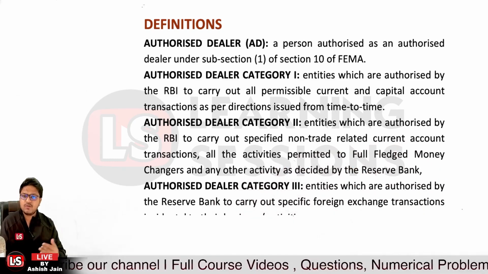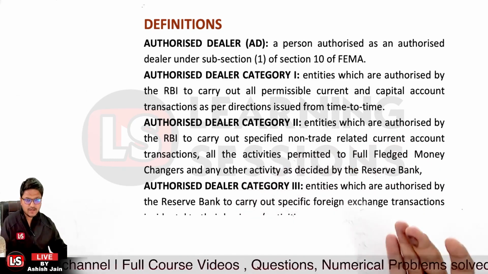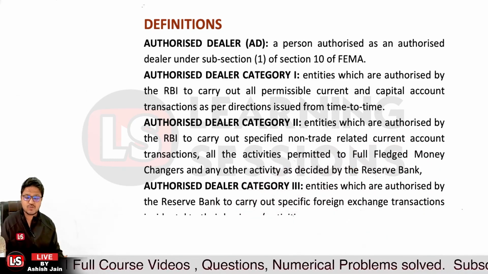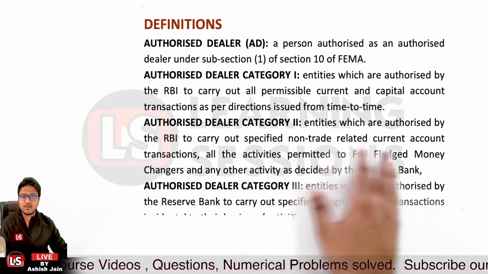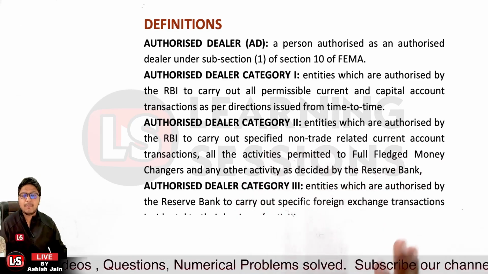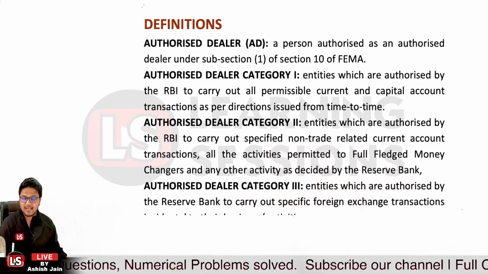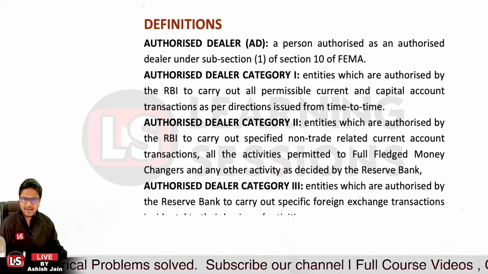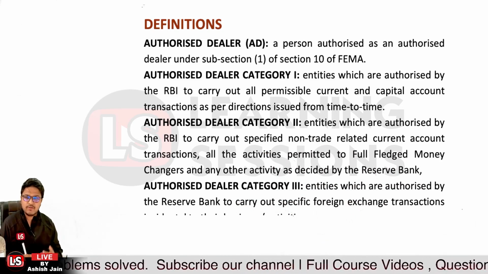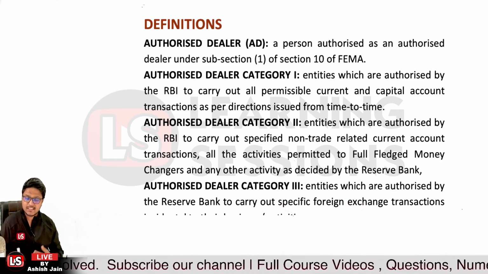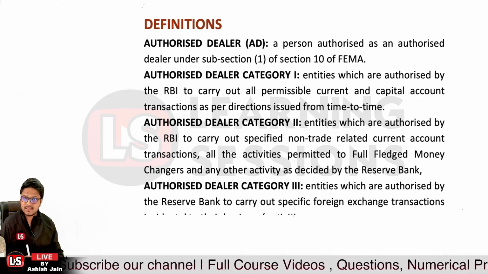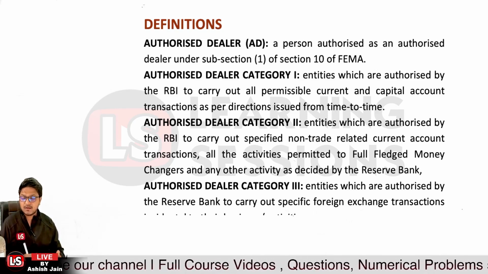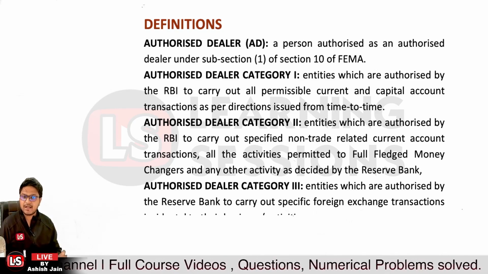Okay, so when we visit any person or agent for money exchange, to buy travel cheques, it falls under category 2 or category 3. But category 2 has a broader area because they can also deal with non-trade current account transactions. Now current account transactions mean the transactions which we do on a daily basis for our day-to-day businesses, for maintaining our families. So that's related to current account transactions.